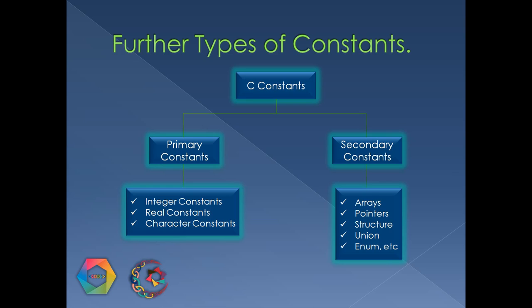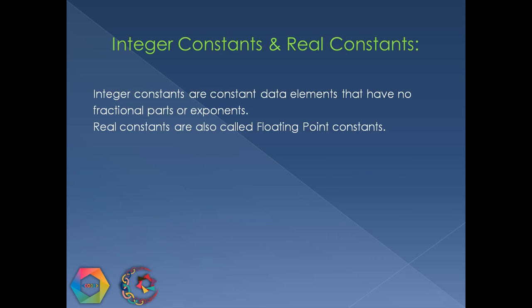The first one is known as integer constants. The second one is known as real constants, and the third one is known as character constants. Now what is an integer constant and how do we define an integer constant? Let's take a look at that. Integer constants are the constant data elements that have no fractional parts or exponents. Alright. Now what is that? Well, integer constant is something without any fractional part in it or without any decimal point in it. Okay. So those values are known as integer constants in C language.